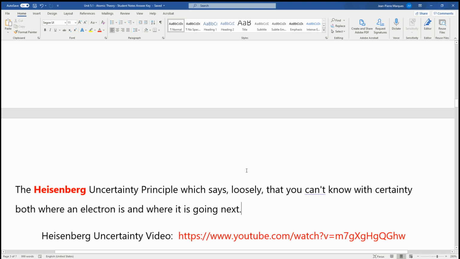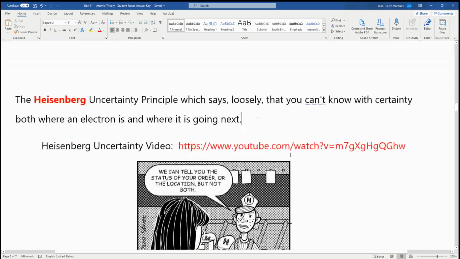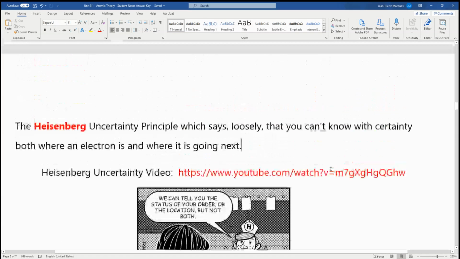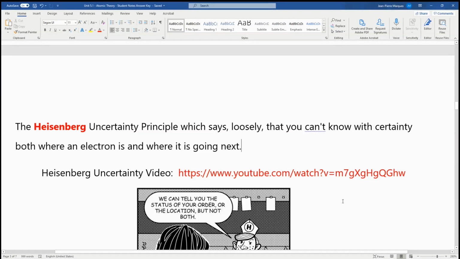Okay, so hopefully you watched the Heisenberg uncertainty video. What are the big things you can pull from it? Well, the big thing is simply this: anytime you're using technology to detect something, where something is, how hot or cold something is, or any type of sensory equipment, you use energy to do this.